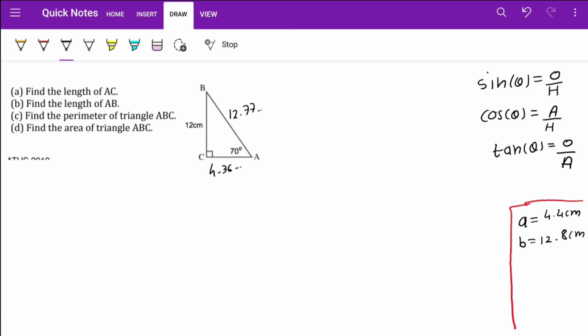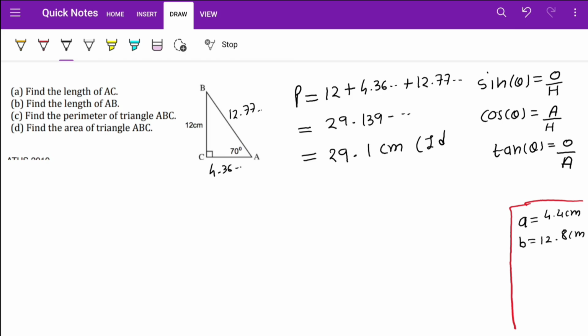So let's answer part C. Find the perimeter of triangle ABC. To find the perimeter, we just add all the lengths. So perimeter is given by 12 plus 4.36 continues plus 12.77 continues. So make sure you don't use the rounded answer. So if you plug this in your calculator, we get 29.139 continues, and we'll round it to one decimal place. So we get 29.1 centimeters rounded to one decimal place.